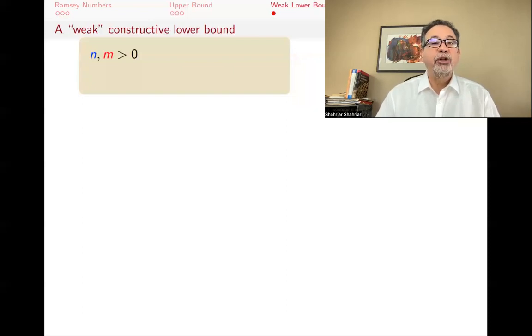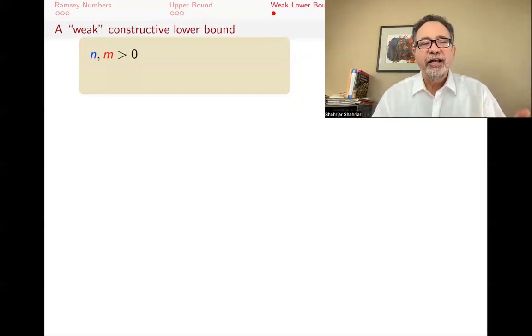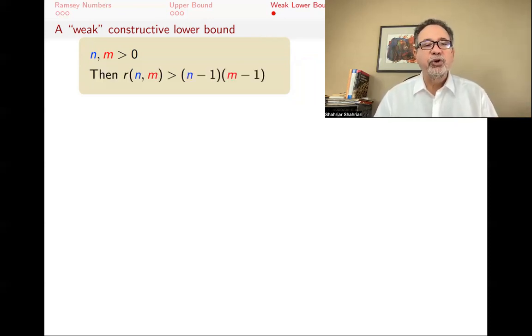So now we want to look for a lower bound, something that says that a Ramsey number has to be greater or equal to something. First, we'll come up with a quick but very weak one. I'm going to say that the Ramsey number R(n, m) is greater than (n minus 1) times (m minus 1). So I'm going to let S be this number.